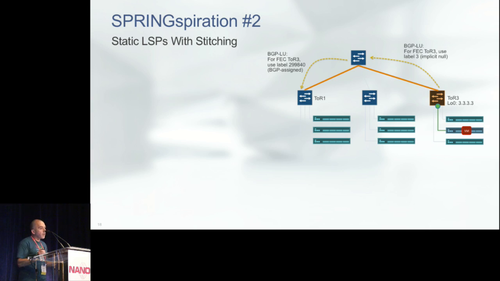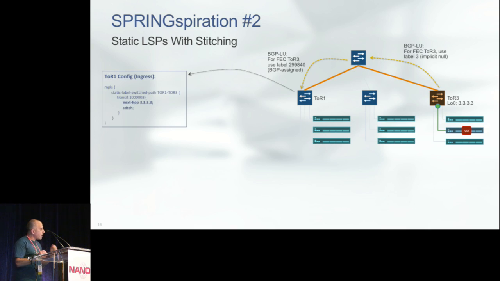So eventually the Ingress store gets a label allocation for that 3.3.3.3 address, which is nice, but we can't know what that label is. It's not predictable. It's up to BGP label unicast to announce it. We haven't achieved our main goal here, to have predictable label allocations.